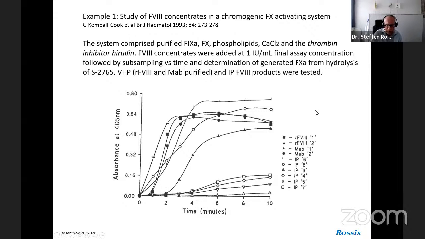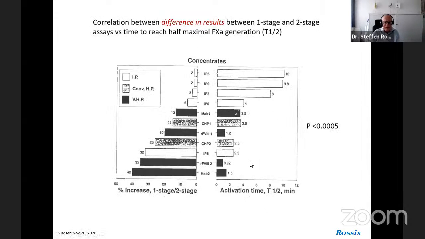Very high purity products and intermediate purity factor VIII products were tested. And you can see here that for most of the intermediate purity products, it was a long time before 10A was generated to a marked extent, with the one exception, whereas for the very high purity, the monoclonal antibody purified materials, as well as two recombinant materials, there was a much shorter lag time for factor 10A generation, which indicated some pre-activation or at least a faster rate of factor VIII activation.